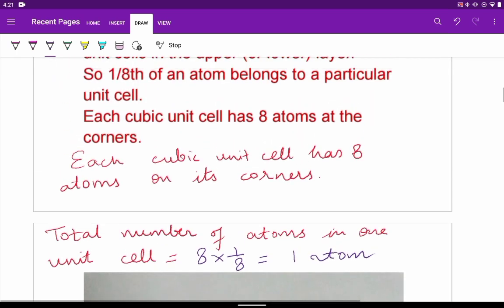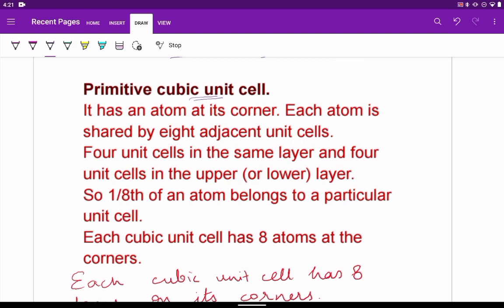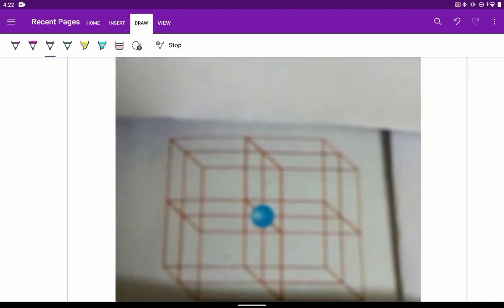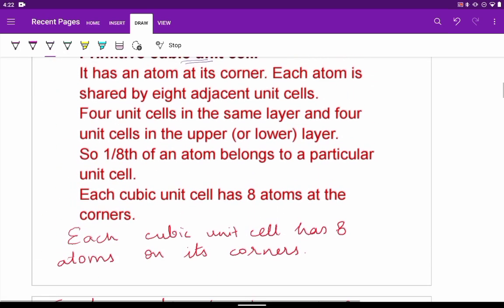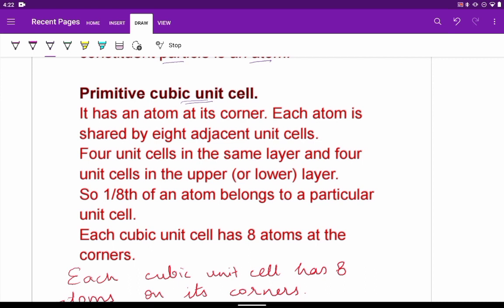Okay, so let us go back. There is an atom at the corner and each atom is shared by 8 adjacent unit cells. I will show you again the diagram. You please see here. You can see this is the atom of blue color. Adjacent you can see there are 8 unit cells. You can see 1, 2, 3, 4, bottom 5, 6, 7, 8. So there are total 8 unit cells here as per this diagram also. So there is an atom at the corner and each atom is shared by 8 adjacent unit cells.